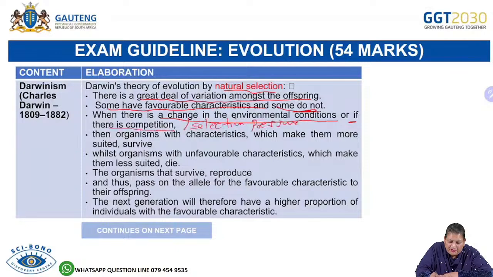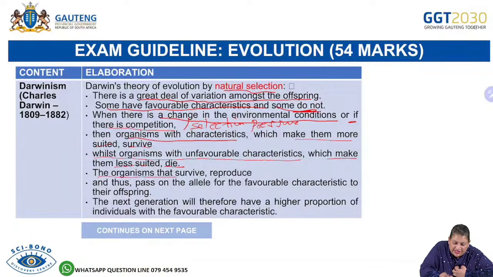So when there's a change in the environment or if there's competition, then the organisms with the characteristics which make them more suited will survive. S for suited, S for survive. So now, amongst these individuals with variation, the ones with the most suitable characteristics for that changing environment will survive. And the ones which do not have favorable characteristics to suit that environment, obviously they're going to die off. So organisms with unfavorable, unsuitable or disadvantageous characteristics will be less suited and they will die.